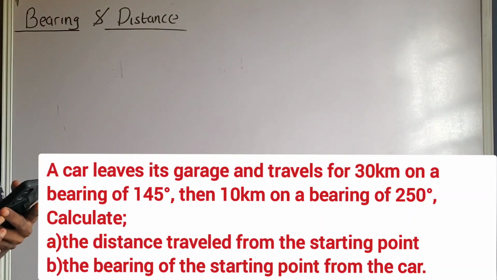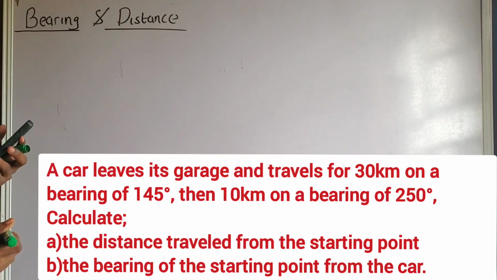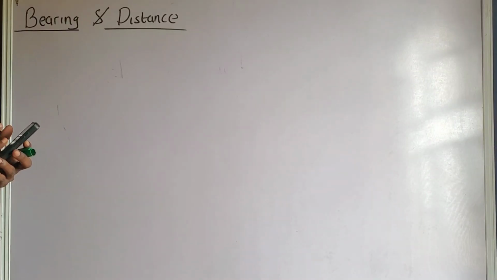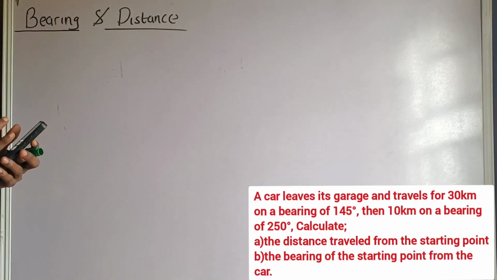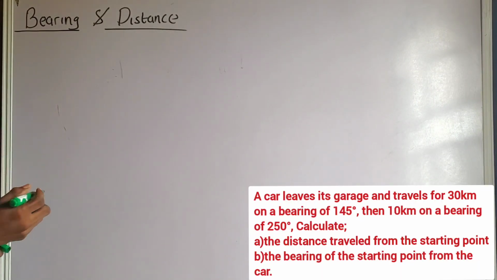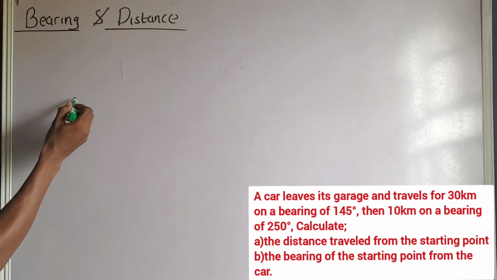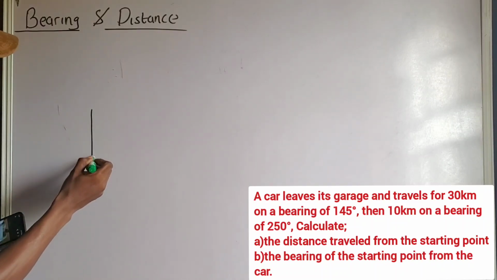Are you getting it? So the first step is that it is important that you know how to draw the diagram. Okay, so let us interpret the sentences that we are given. Let us interpret it into a diagram. Now we are told that a car leaves its garage and travelled for 30 kilometers on a bearing of 145 degrees. Okay, the first step is to draw the cardinal point. Let's draw the cardinal point.